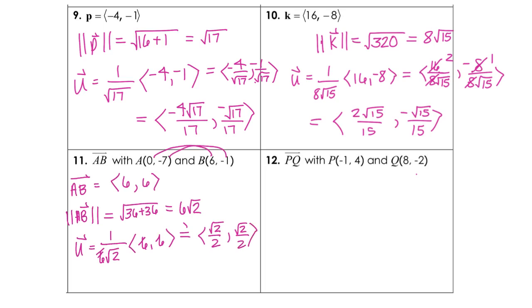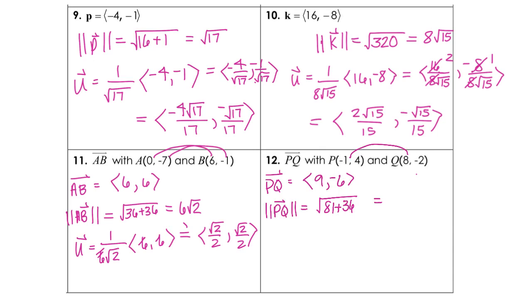All right, and so for number 12, again, I would go through and rewrite vector PQ in its component form just to make it a little easier. So that's going to be 9, and -2 minus 4 is -6. And so now I can find the magnitude of vector PQ. That's going to be the square root of 81 plus 36.